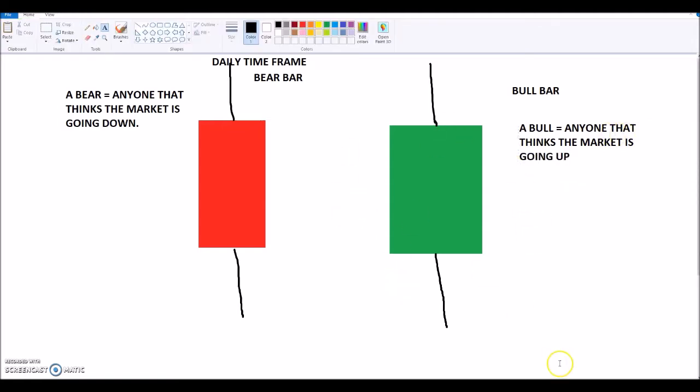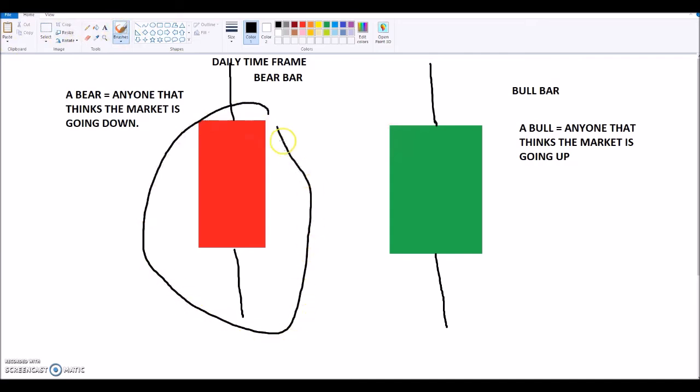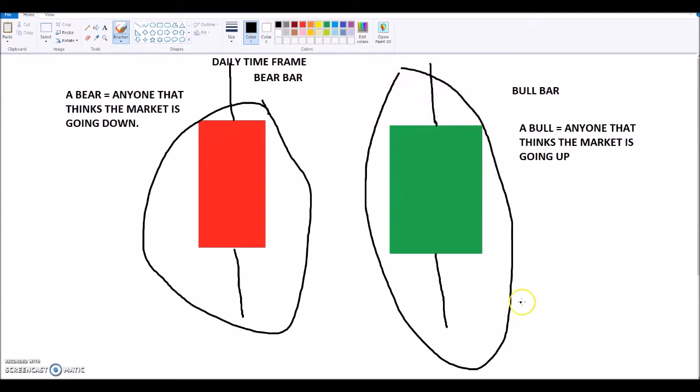Sometimes you'll hear on the news that bears win, like bears brought down the price of the stock to whatever. That's because they won, they brought the price down. Anyways, this is one bear bar, and then this is a bull bar. So in a bull bar, let me do a new page.